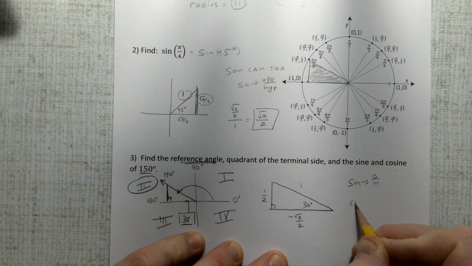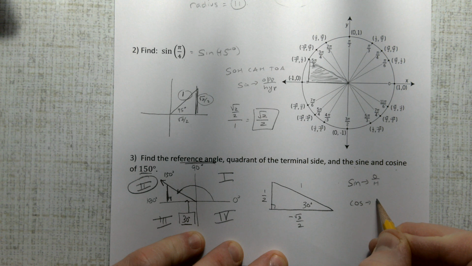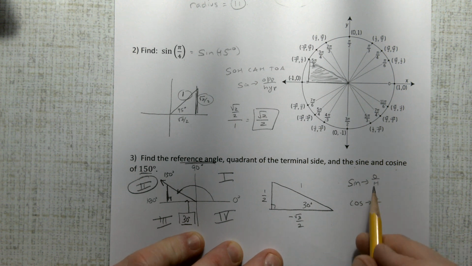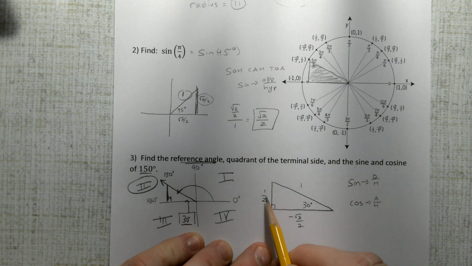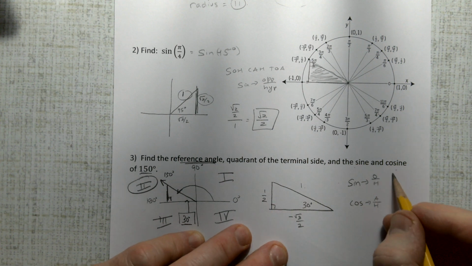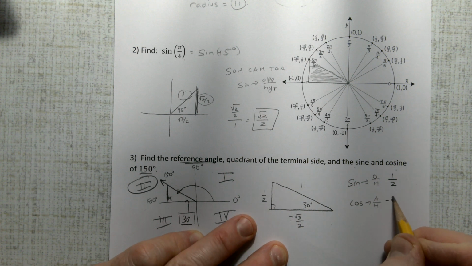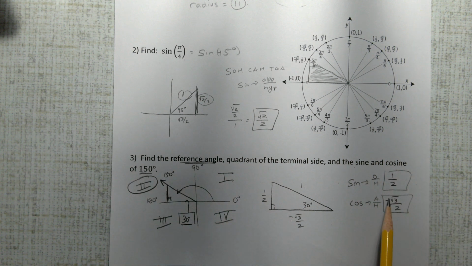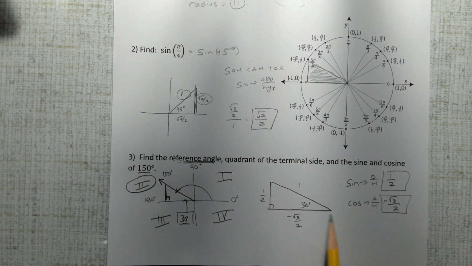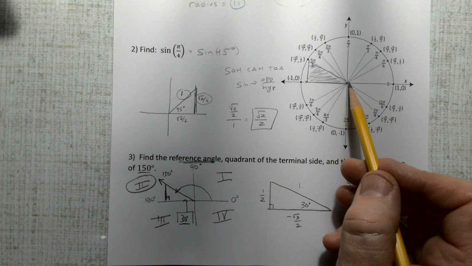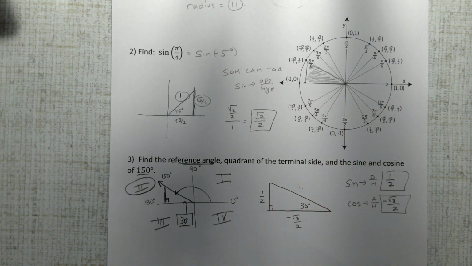opposite over hypotenuse, and cosine, which is adjacent over hypotenuse. So what is the opposite? 1/2 over 1, 1/2. What is the adjacent? -√3 over 2. Just be careful that you have a negative there on this cosine, because this distance here is negative from the axis that way.